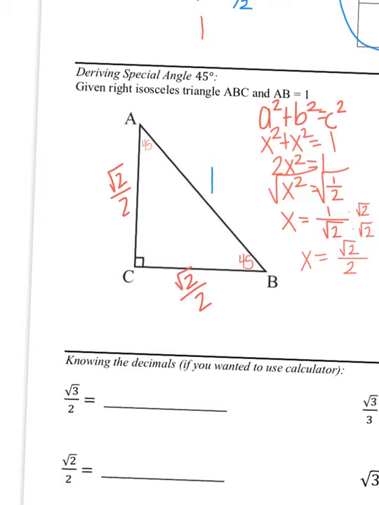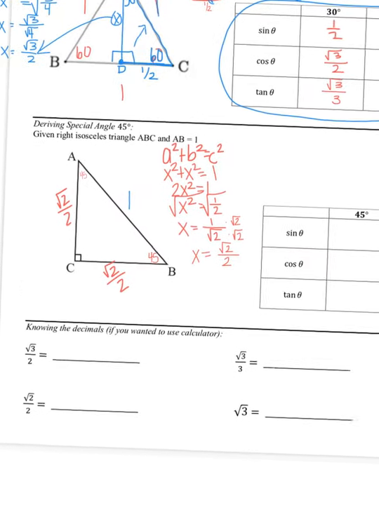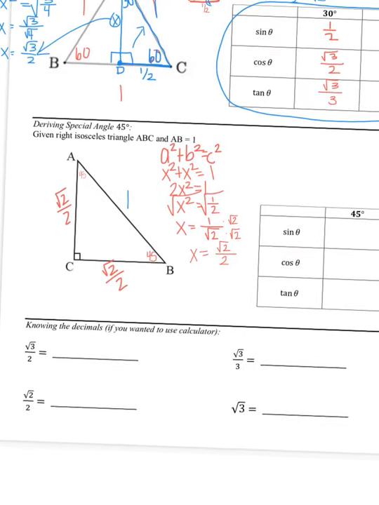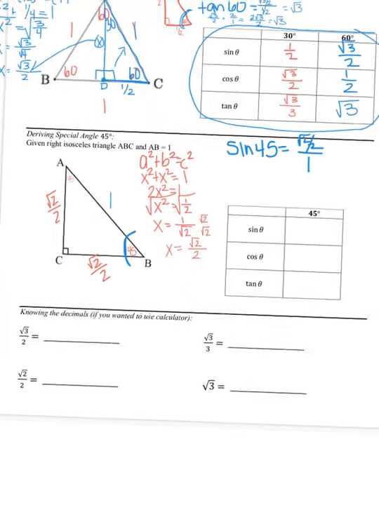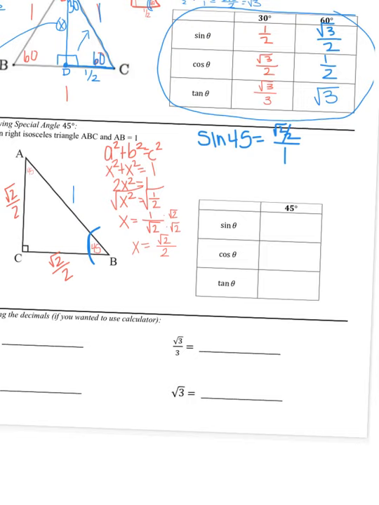Okay, so let's talk about sine, cosine, and tangent of 45. It's a lot easier than the 30 and the 60. That one's tough. 45 is a little bit better, okay? So if I highlight, doesn't matter which one you're looking at, but let's say I'm looking at angle B. Angle B is 45 degrees. So the sine of 45 degrees is opposite, so rad 2 over 2, over the hypotenuse, which is 1. Anything divided by 1 is itself, so the sine of 45 degrees is rad 2 over 2.